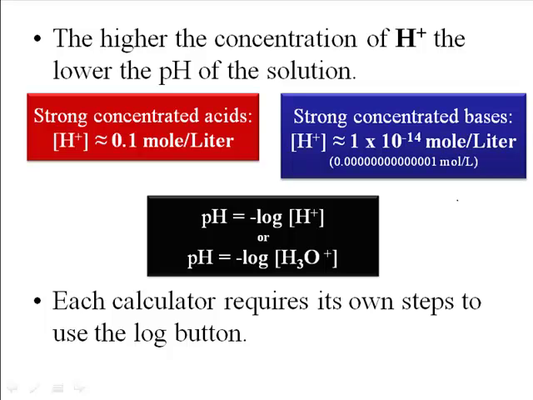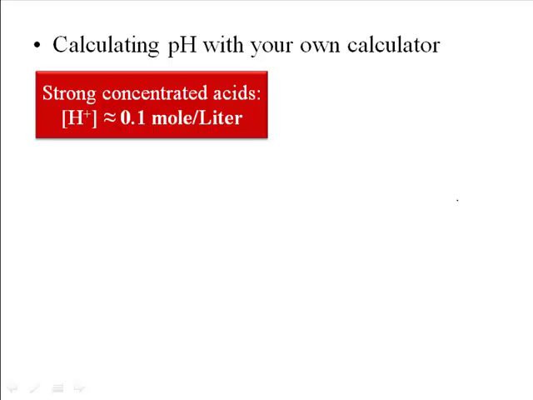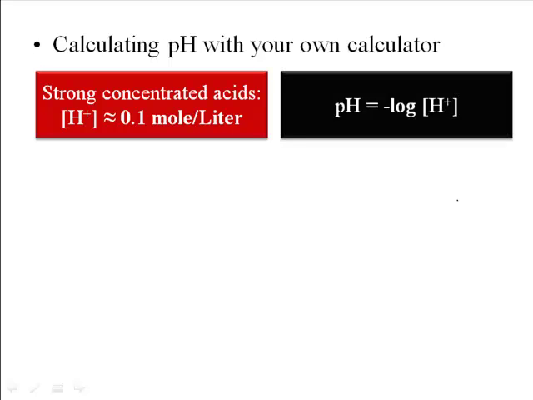So make sure you have your calculator in front of you, and let's look at how we could calculate the pH of these solutions. With your own calculator, let's first calculate the pH of a strong concentrated acid that has a concentration of 0.1 moles of hydrogen per liter of solution. Again, the actual equation is that the pH is equal to the negative log of the hydrogen ion concentration. So if our hydrogen ion concentration is 0.1, my pH is the negative log of 0.1, and I need to use my calculator to solve this for a number.